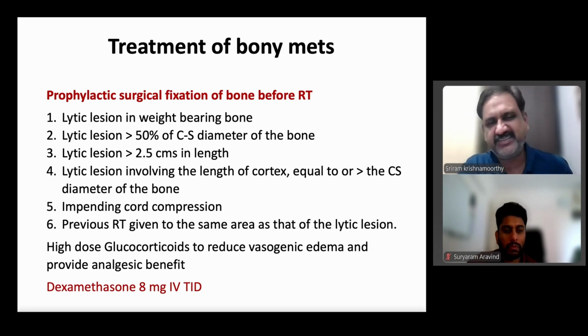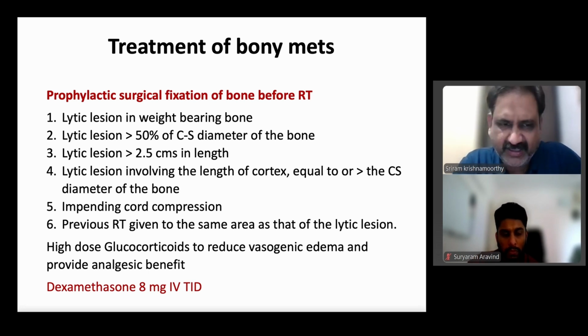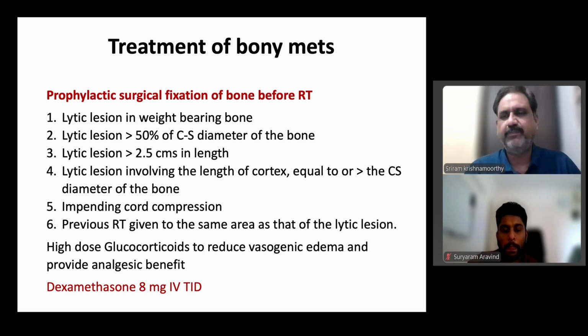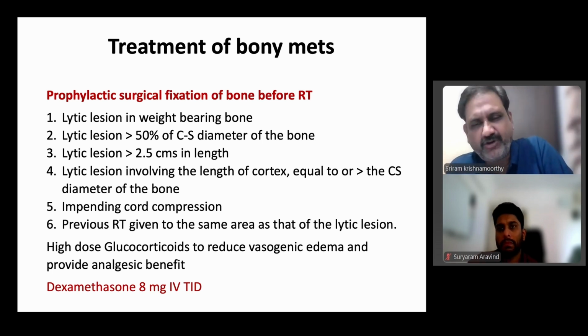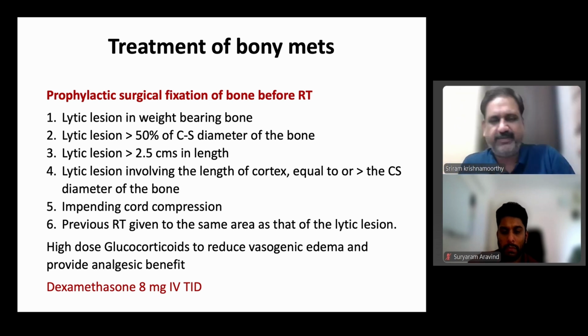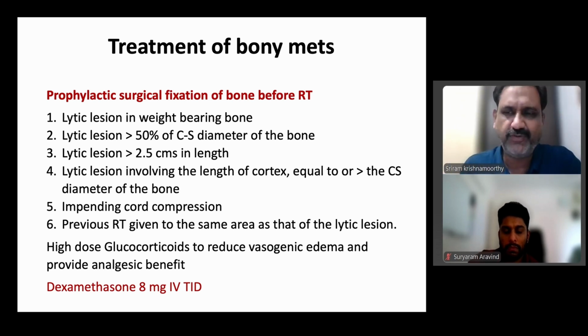So, in such instances, if there is a lytic lesion more than 50% of the cross-section of the diameter, more than 2.5 centimeters long, or if there is an impending cord compression or previous radiotherapy given to that area for some other reason, then the bone has to be fixed first and the patient started on high dose glucocorticoids, dexamethasone 8 milligram IV, up to 24 milligrams can be given every day. High dose glucocorticoids will reduce the edema and inflammation and also give you some analgesic benefit. Treat the bone first before we treat the prostate gland.